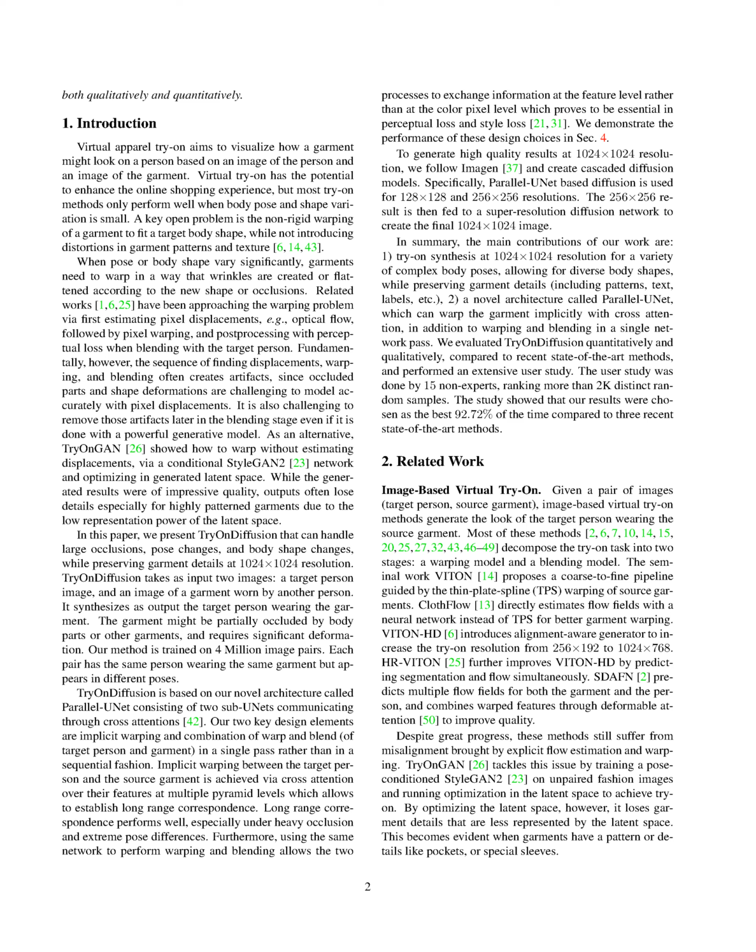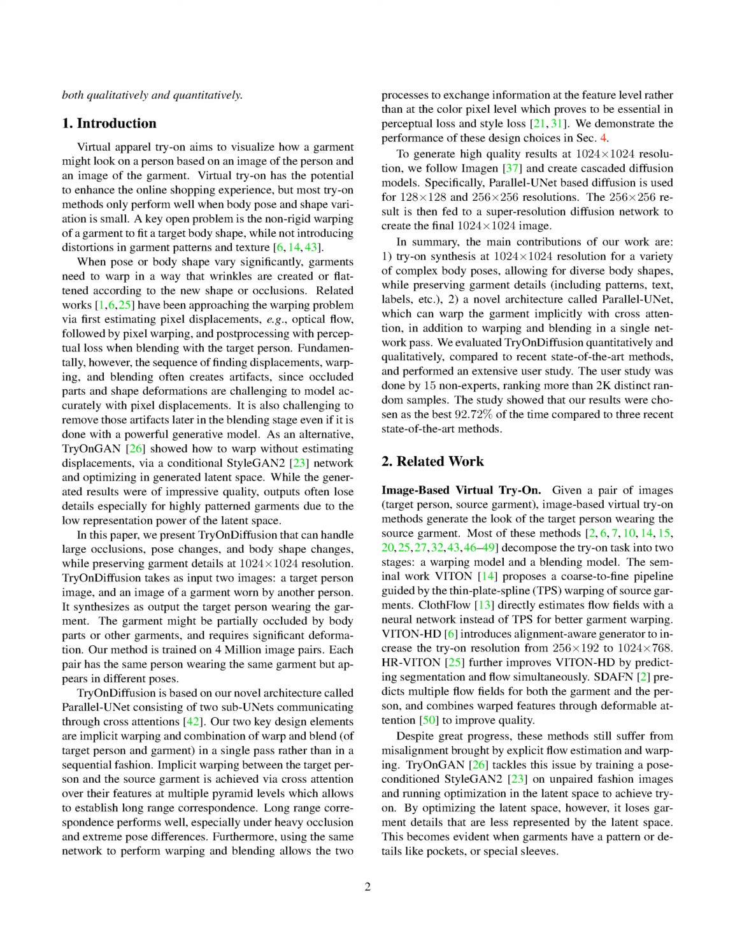An alternate solution proposed by TryOnGAN used a conditional StyleGAN2 network to warp without estimating displacements. This technique was beneficial but often lost details, especially with highly patterned garments, due to the low representation power of the latent space. In our research, we present TryOnDiffusion. This system can handle significant occlusions, pose changes, and body shape changes, while preserving garment details at a high resolution of 1024 by 1024 pixels.